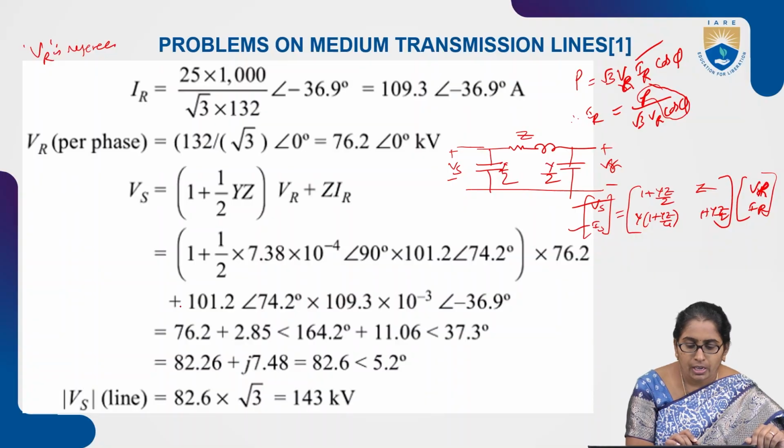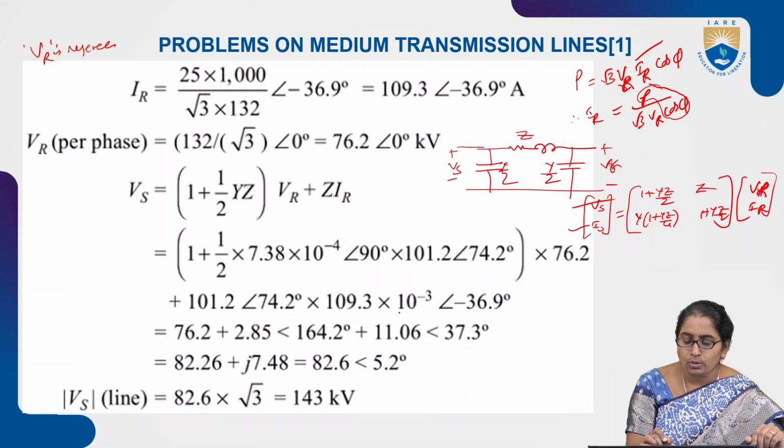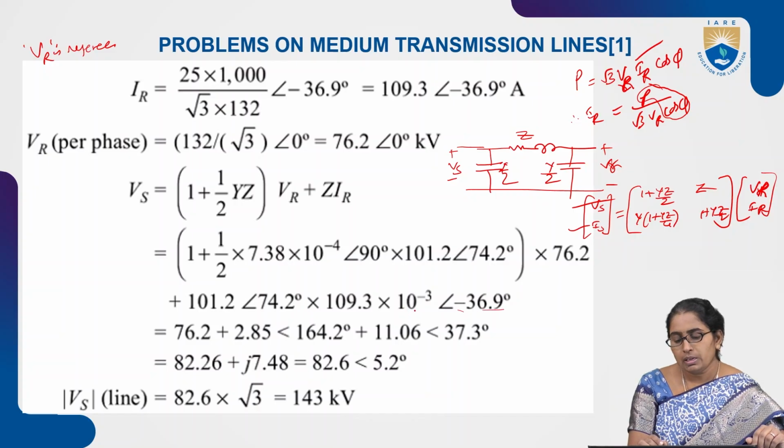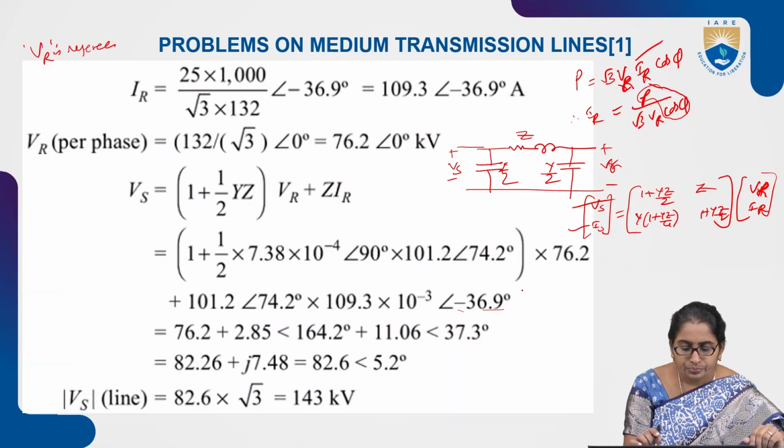Next, ZIR also we need to substitute in kilo values. Here, this is the Z value, 101 at an angle 74. Next, IR is written as 109.3 into 10 power minus 3. Why? Because we want to substitute this second term also in kilovolts. That's why it is written 10 power minus 3. IR is at an angle of minus 36.9.